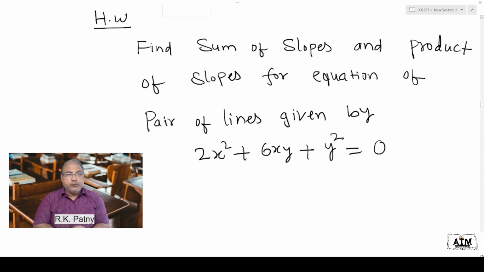I would like to test your understanding, so I am giving you one question as homework. The question is: find the sum of slopes and product of slopes for the equation of a pair of lines given by 2x square plus 6xy plus y square equals to 0. I hope you will find the solution and write down the answer in the comment box.